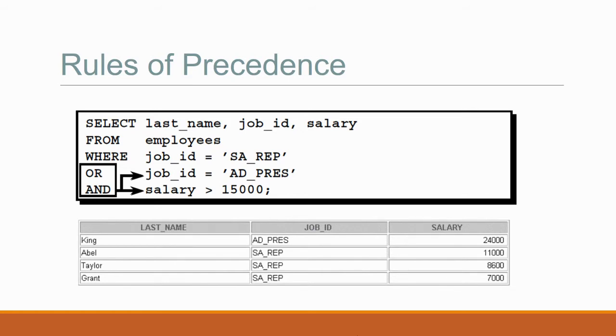In the slide example, there are two conditions. The first condition is that the job ID is AD_PRES and the salary is greater than 15,000. The second condition is that the job ID is SA_REP. Therefore, the SELECT statement reads as follows: select the row if an employee is a president and earns more than $15,000, or if the employee is a sales representative.